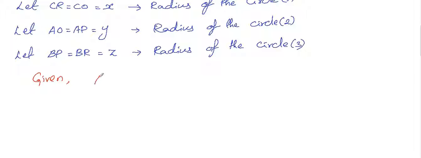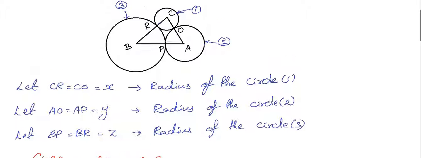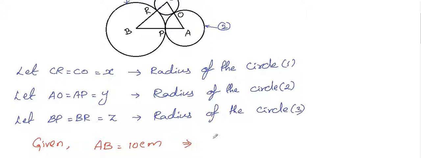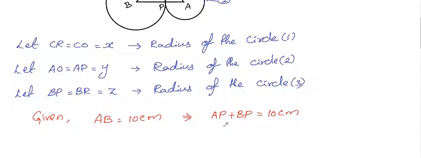Given AB length is 10 centimeters. So AP plus BP, we can write that. See, in AB, P is the midpoint, so AP plus PB. AP is nothing but Y and BP is Z. So Y plus Z is equal to 10. Let this be the first equation.